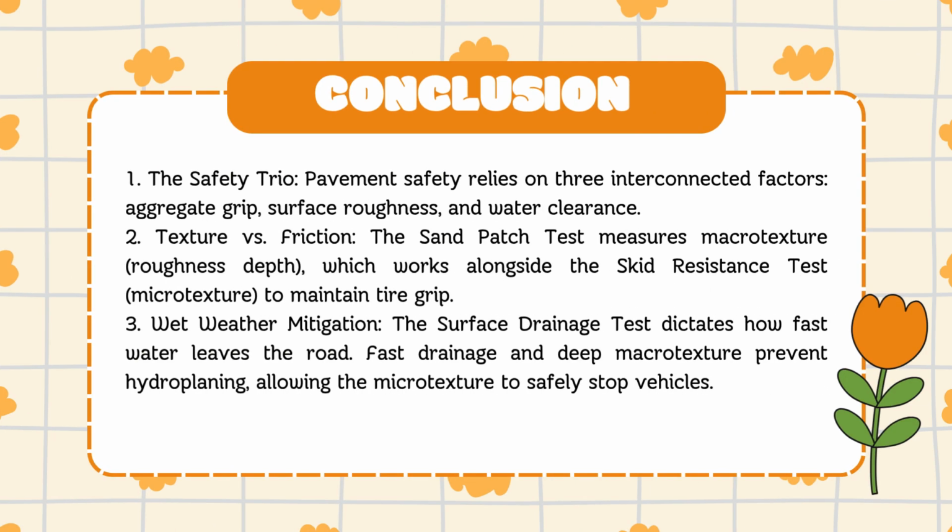In conclusion, these 3 tests prove that wet weather pavement safety relies on a unified system. The sand patch and drainage tests evaluate how quickly bulk water is cleared from the surface through the pavement's microtexture. Once that water is removed, the skid resistance test ensures the aggregate's microtexture can directly grip the tire, effectively preventing hydroplaning. Thank you.